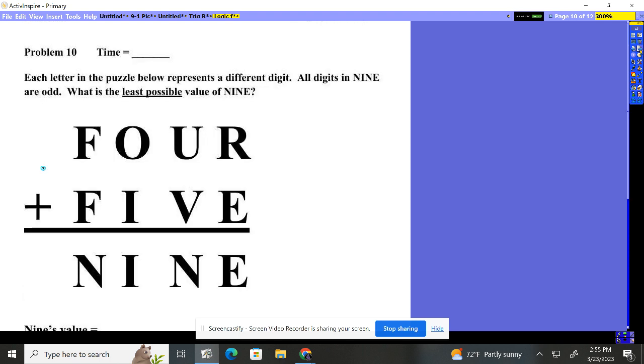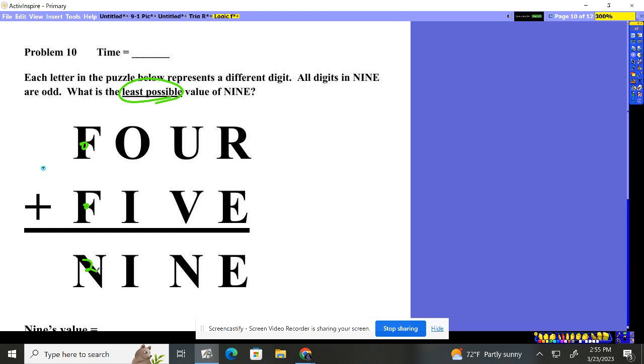And the final problem here, what is the least possible value for 9? Now, again, these letters each represent a digit. That F and that F, they represent the same digit. And we're adding them together. It'd be awesome if it's like a 1 and a 1, making that a 2, but that might not be possible. I don't know. Okay.